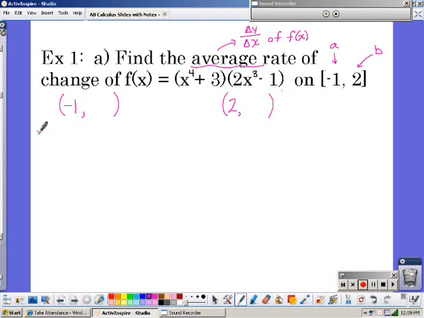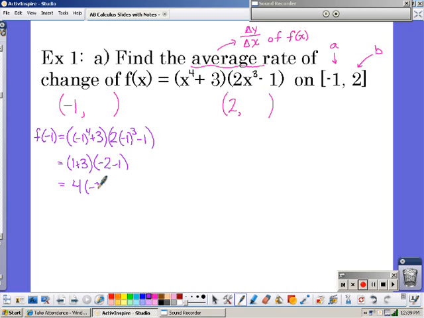Here we go. So f of -1 is going to be equal to (-1) to the 4th plus 3, times 2(-1) cubed, minus 1. Let's simplify this. 1 plus 3, -2 minus 1. We end up with 4 times -3. Looks like our y value is -12. So let's write it up here, -12.